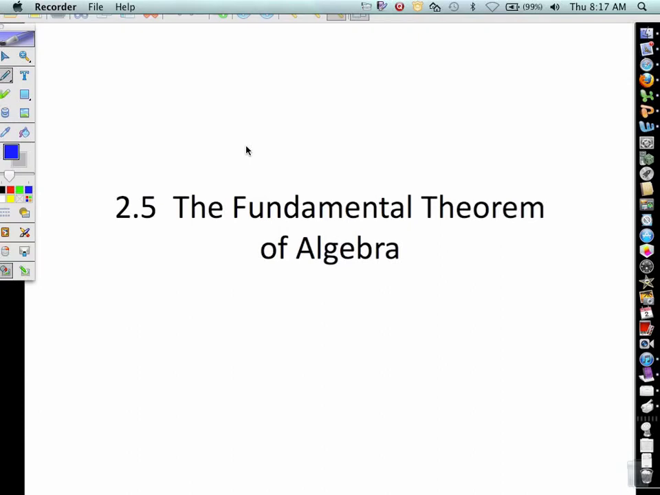We're going to look at section 2.5 in pre-calculus. This is page 14 of your packet, and we're going to continue to find zeros and to write polynomial functions if you are given some of your zeros. We're going to look at the fundamental theorem of algebra.